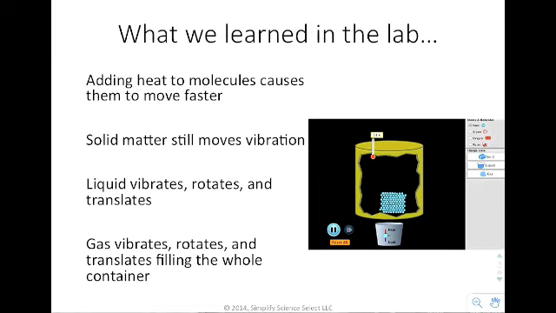That when you add heat to molecules, it causes them to move faster. Solid matter still moves, but it just vibrates. So if you have the solid matter right here, these molecules are moving back and forth. Liquid will vibrate, rotate, and translate. So in other words, it will move back and forth. It will rotate relative to one another, so it'll turn in a circle, and it will translate. So this molecule will move over here, and it'll move over here, and then it'll move this way.